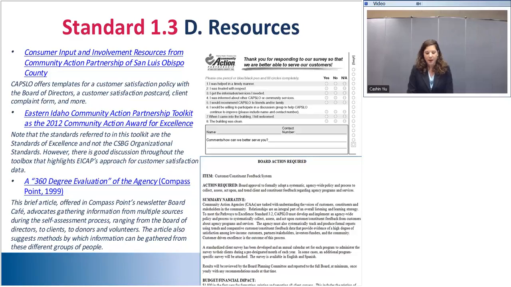And the third is a Compass Point article from a couple years ago that I thought was helpful in really thinking about defining your customer and really going beyond the conventional definition of a customer to do that 360 evaluation. So that would really be moving into the beyond compliance piece of the standard, but we wanted to include it in case it would be a helpful reference for people.